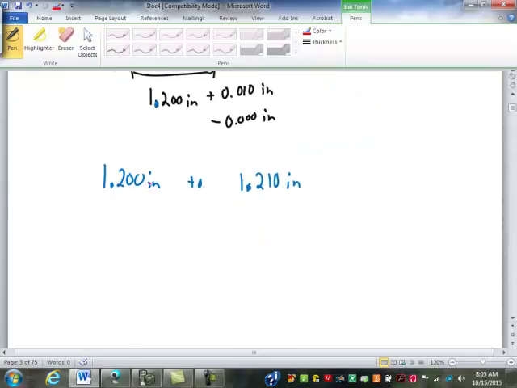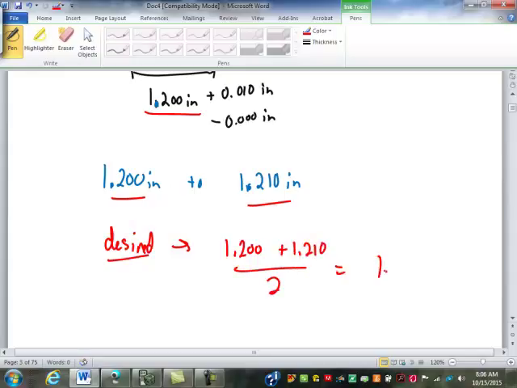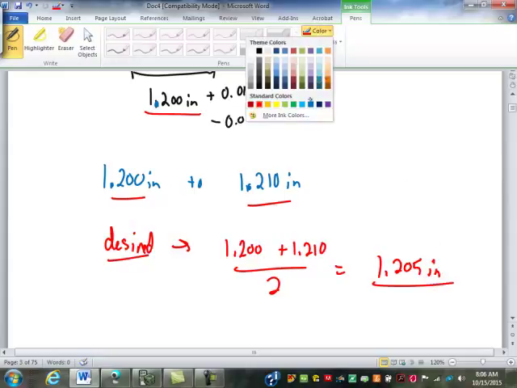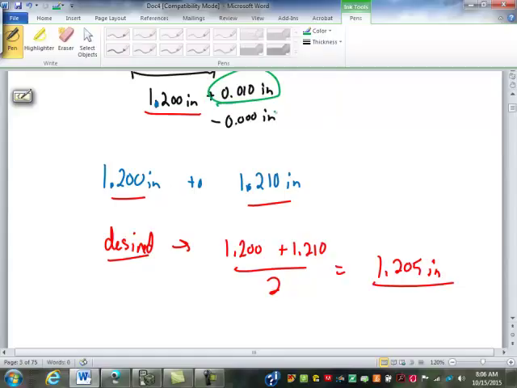But if I give you a range, you should be able to go back to a bilateral tolerance. So if I wanted to convert this into a bilateral tolerance, we have this desired value. How do I find that desired value? I'm just going to average together the upper and lower limits, right? 1.200 plus 1.210 divided by 2, 1.205. Then the tolerance itself, or the allowable error, which is this number here, the plus or minus, I got to be careful because that's technically not a tolerance. The tolerance is actually the difference between the minimum and maximum.